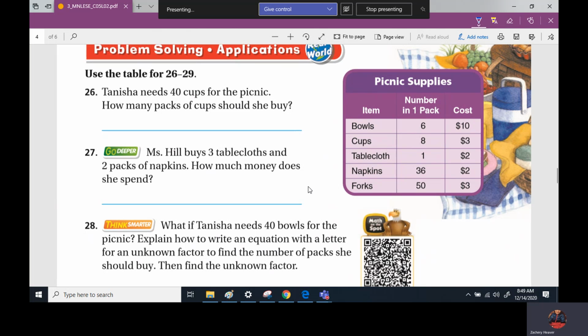It says Tamisha needs 40 cups for the picnic. How many packs of cups should she buy? So there's 8 cups in 1 pack, and she needs 40. So 8 times n equals 40. Well, we've got to find out what n equals. n is going to equal 5. She needs to buy 5 packs because 8 times 5 equals 40. 5 packs.